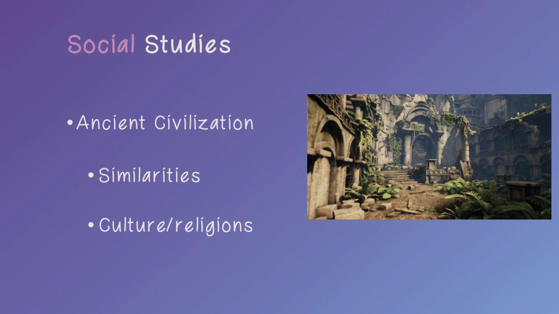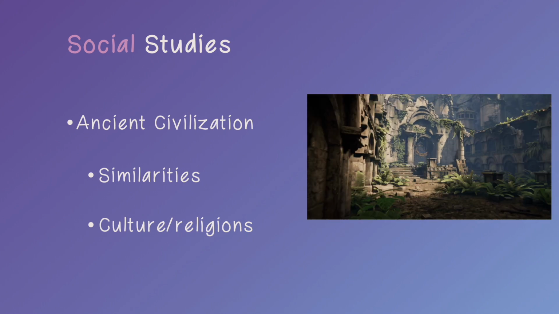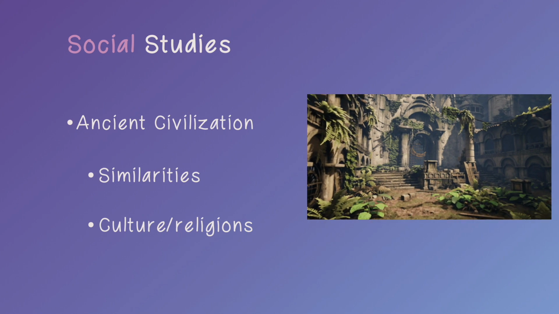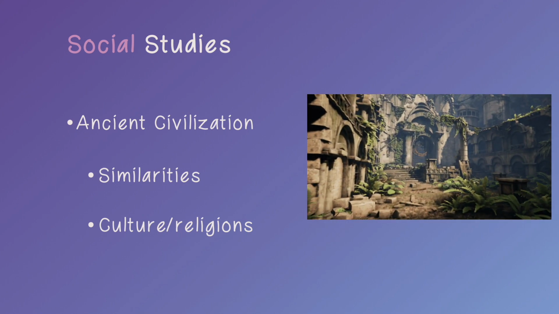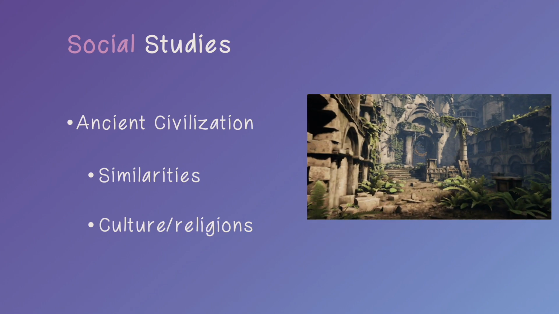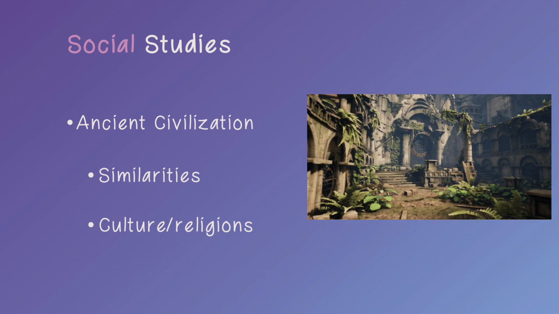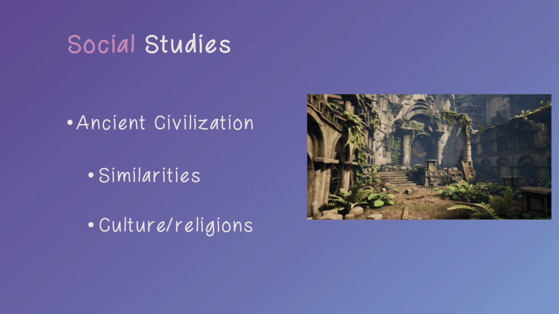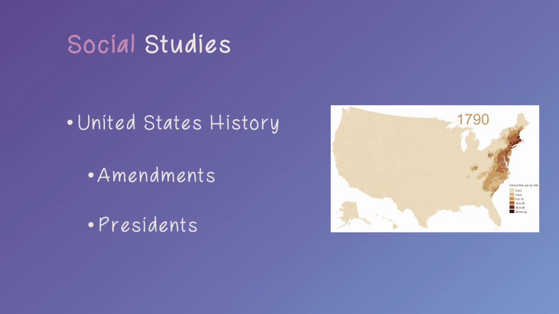The second part of this test is on social studies, consisting of ancient civilization, United States history, and California history. Let's first talk about the ancient civilization. You will have to know the similarities between the cultures and beliefs and how one country's event may have impacted another country. Next is the United States history.